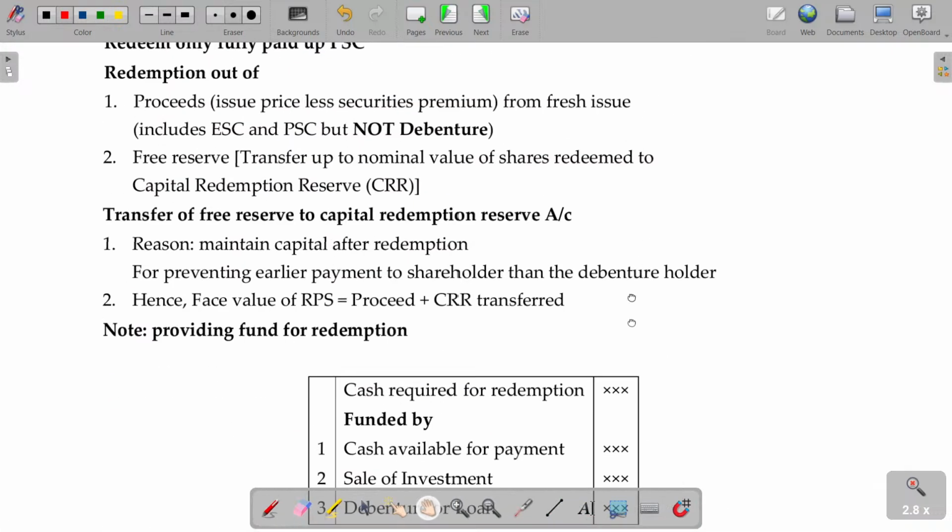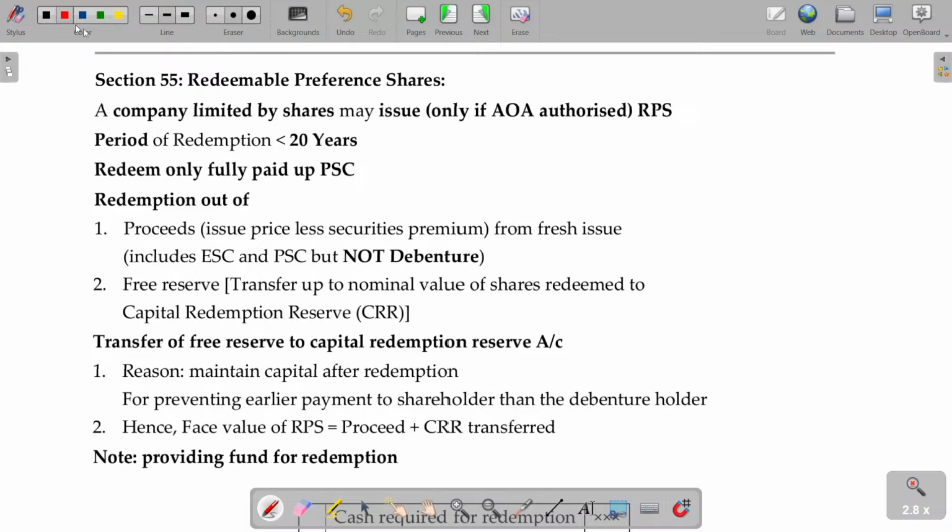See the theory. Redeemable preference shares: a company limited by shares may issue redeemable preference shares if the articles of association authorize. The redeemable preference shares tenure should be less than or equal to 20 years only. It should be redeemable within 20 years. Redeem only fully paid up preference share capital. Partly paid up preference share capital cannot be redeemed.